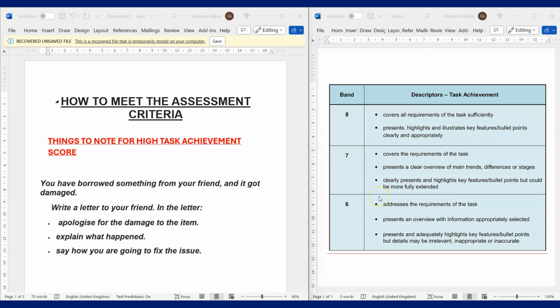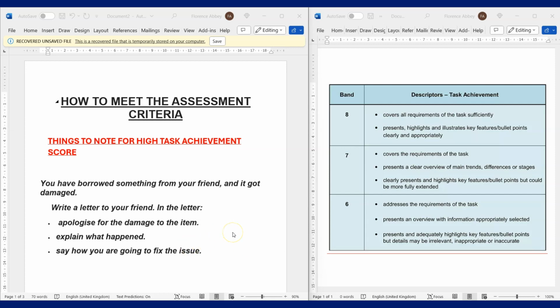So let's start from band 6. When it comes to task achievement, the examiner is looking at whether you have been able to address the requirements of the task. Band 6 students will just address the requirements of the task and present an overview with information appropriately selected, and they might present and adequately highlight the key features or bullet points, but the details that they provide might be irrelevant, inappropriate, or inaccurate.